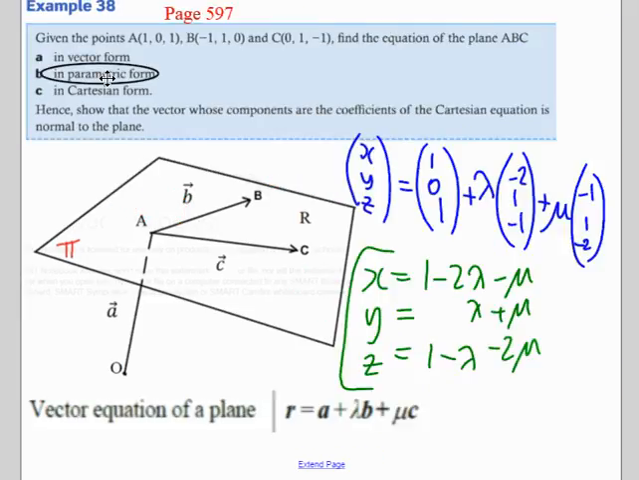The parametric form isn't actually mentioned in the syllabus, but here's how it goes. Once we have the vector form, just like we did with straight lines, you basically remove the brackets and multiply things through, and you get this system of equations for the parametric form.